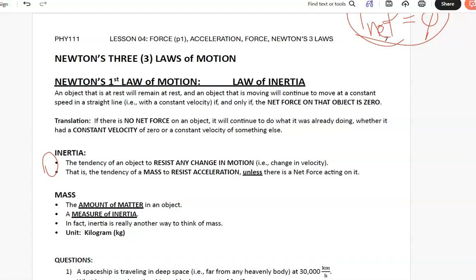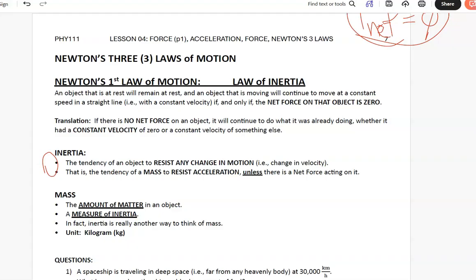All right? If there's no net force on the object, it'll continue to do what it's already doing, whether it has a constant velocity of zero, meaning it's at rest, or a constant velocity of something else, meaning it's moving in a straight line with a certain speed. And that is Newton's first law.